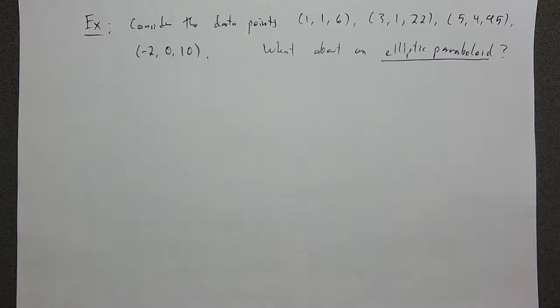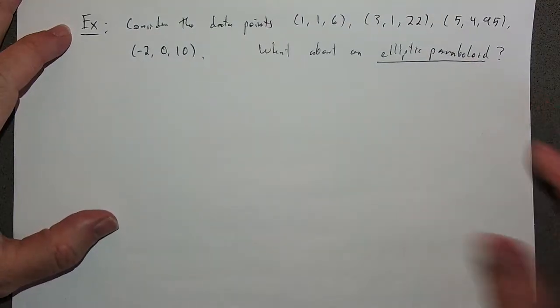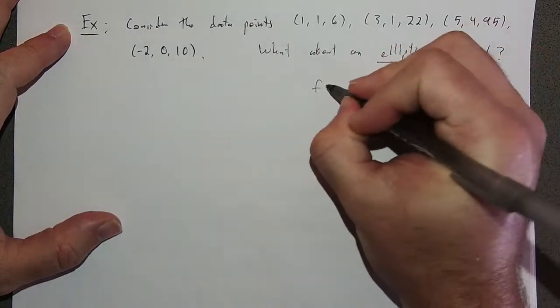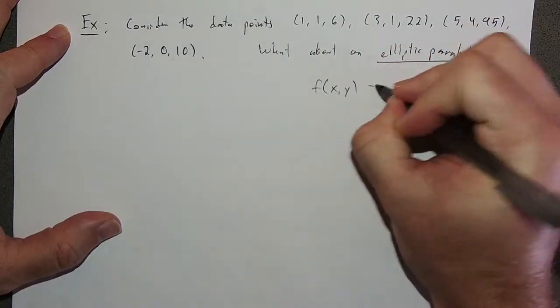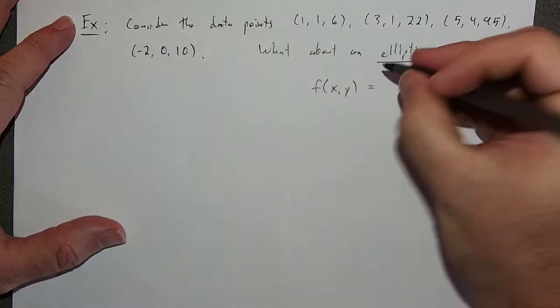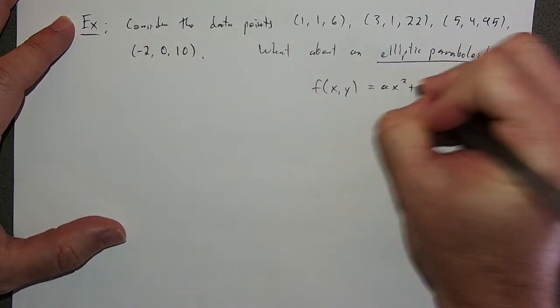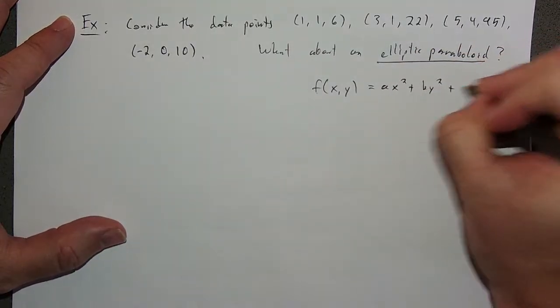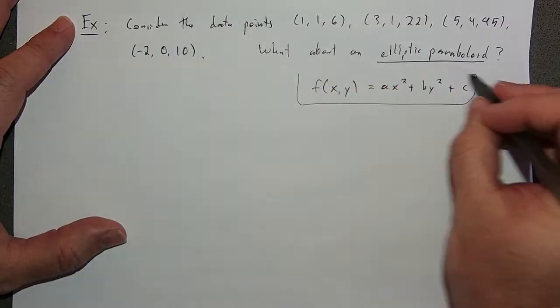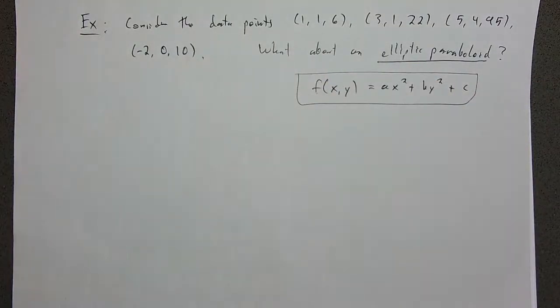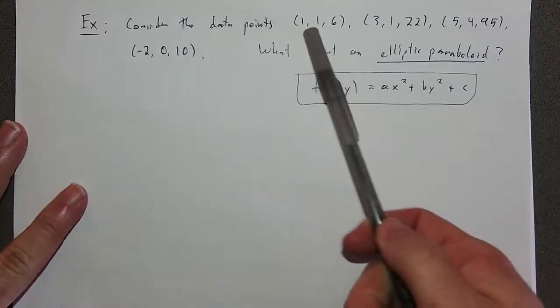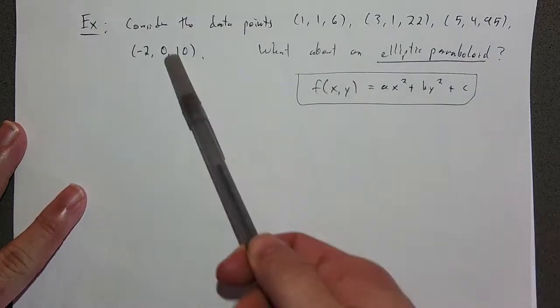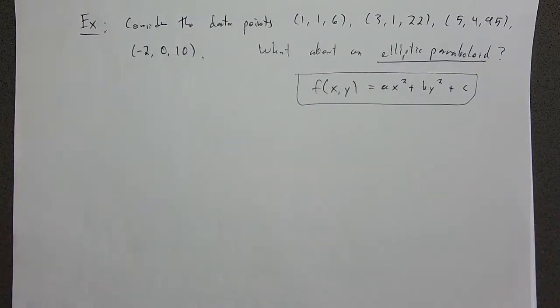Okay. So, what about an elliptic paraboloid? Elliptic paraboloid is of the form f of x, y is equal to ax squared plus by squared plus c. Okay, and so again, this is our usual thing. We say ideally, we would love it if when we went to check, all 4 of these points simultaneously lied on the same elliptic paraboloid.